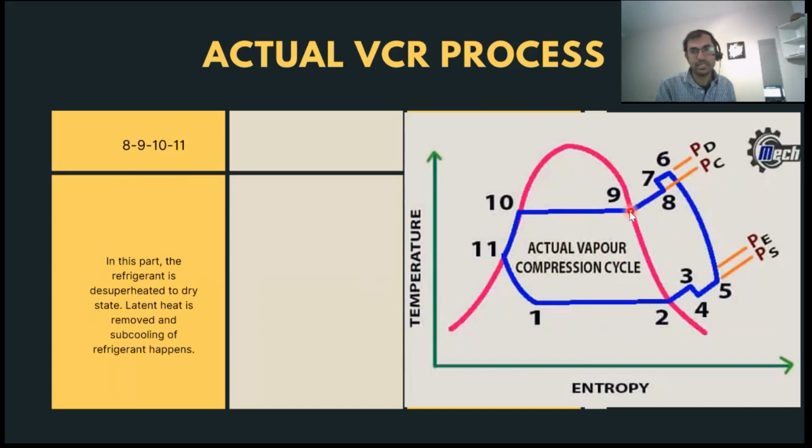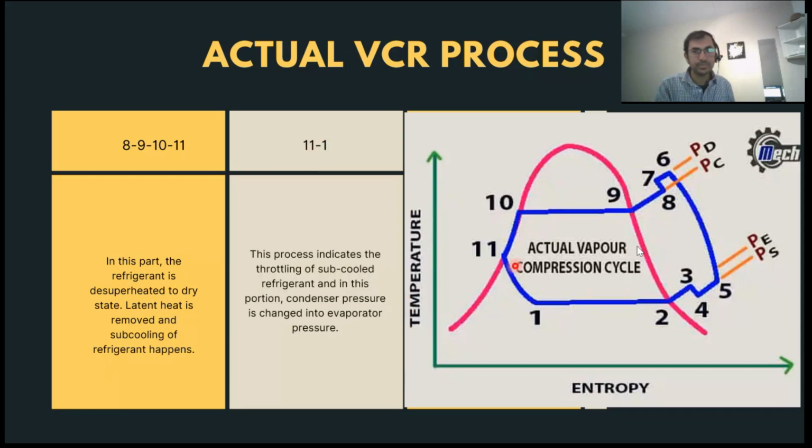Now 8, 9, 10, and 11. In this part, the refrigerant is desuperheated to a dry state. The latent heat is removed and the subcooling of the refrigerant happens. It's a normal process which we discussed already. Now 11 to 1 indicates the throttling, that's the expansion process.